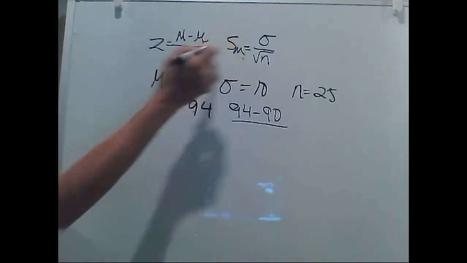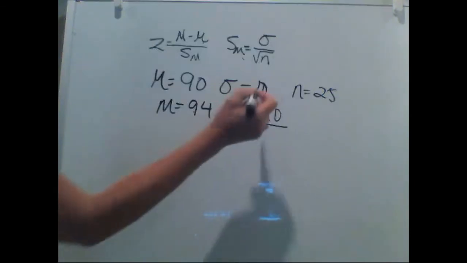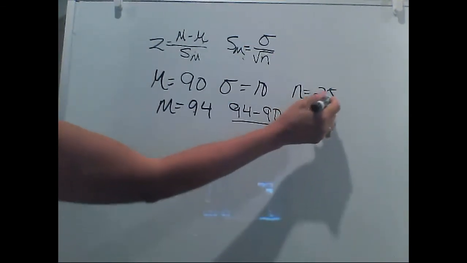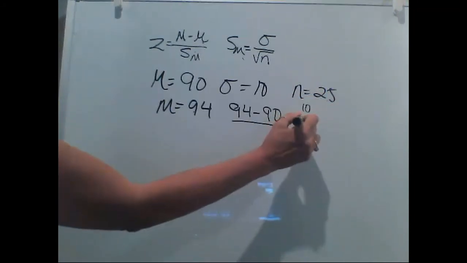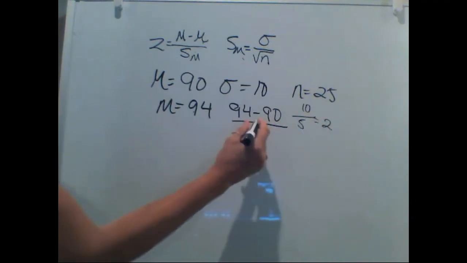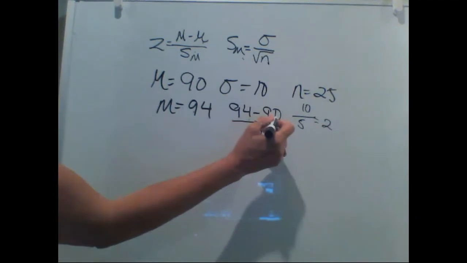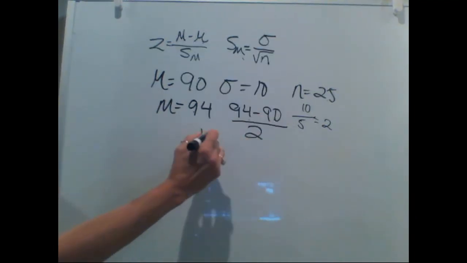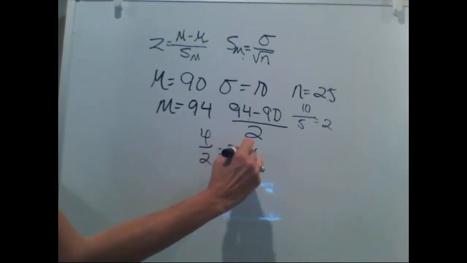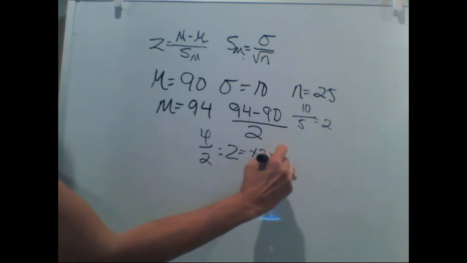We're going to divide it by the standard error, so let's figure out what that is. The standard deviation is 10 divided by the square root of n. Square root of 25 is 5. So our standard error is 2. So we have 94 minus 90, which is 4, divided by 2. So our z in this case is equal to a positive 2.00.